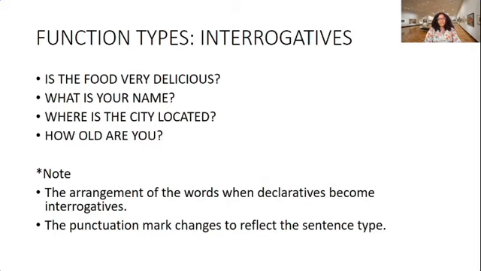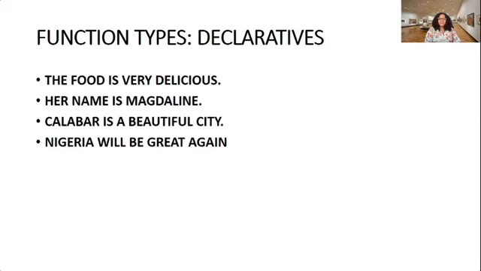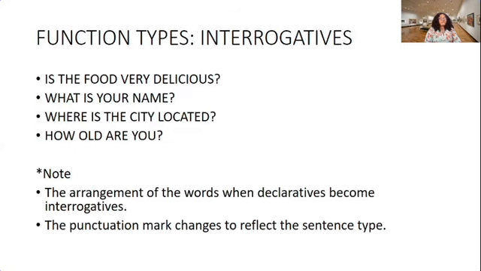How old are you? Note the arrangement of the words. The food is very delicious. In the declaratives, the verb comes after the subject, the food. But when it was converted to an interrogative sentence, the verb began the sentence. Also note the punctuation mark change. When we had the declaratives, they all ended with a full stop. But when we have the interrogatives in writing, they end with a question mark.